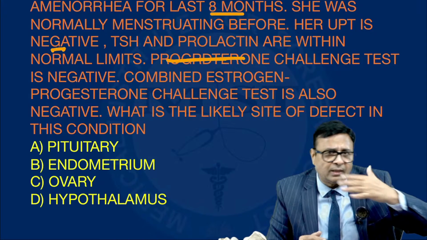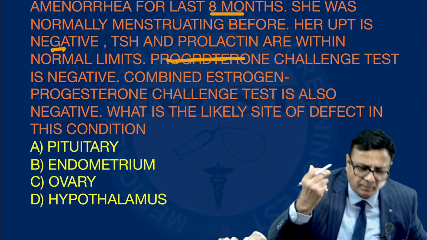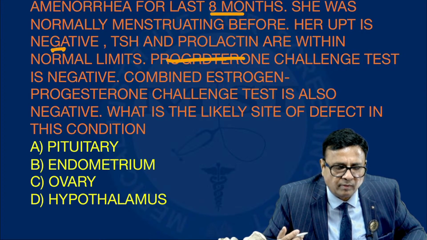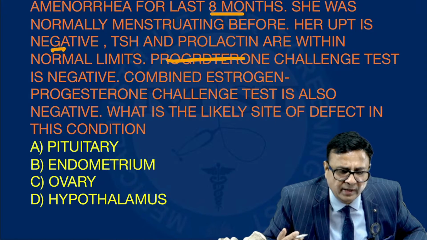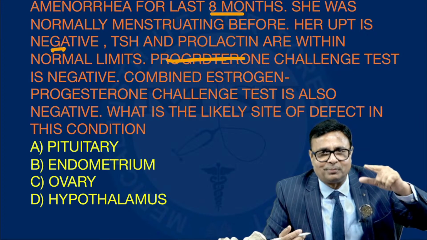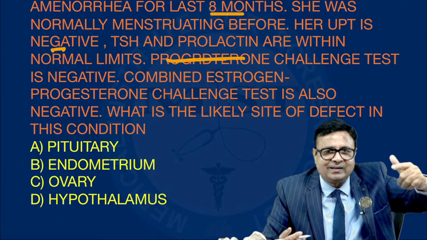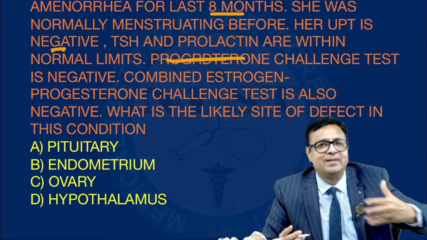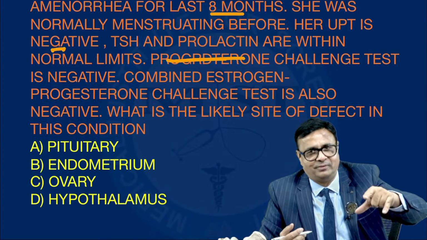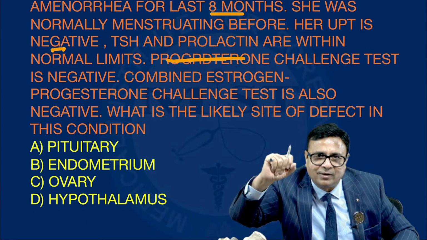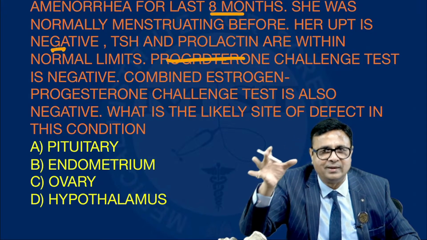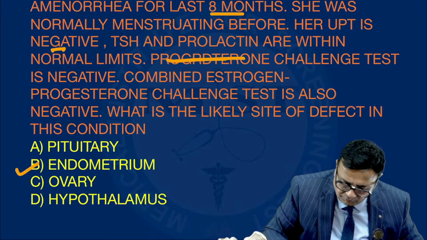What is the likely site of defect in this condition? Please tell me the answer quickly, everyone. B, endometrium. Wonderful answer. If the combined estrogen progesterone challenge test is negative, the defect is lying at the level of endometrium. And the most common defect here is endometrial tuberculosis, which may result in Asherman syndrome. So instead of the word endometrium, endometrial TB could have been written here, or Asherman syndrome could have been written here.